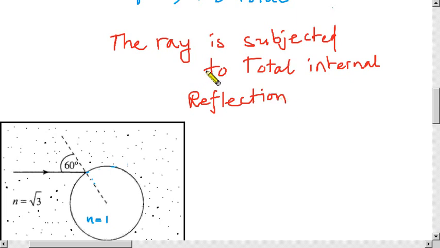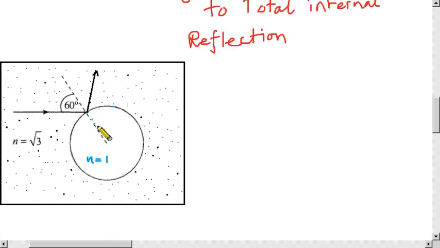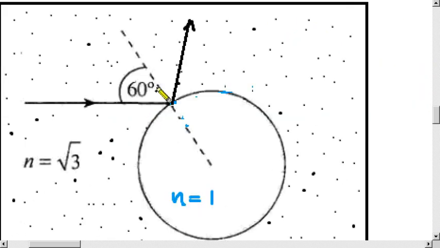That means totally the ray is reflected this way up to here. So now the reflected angle must be the same, 60 to 60. So this is what happened.